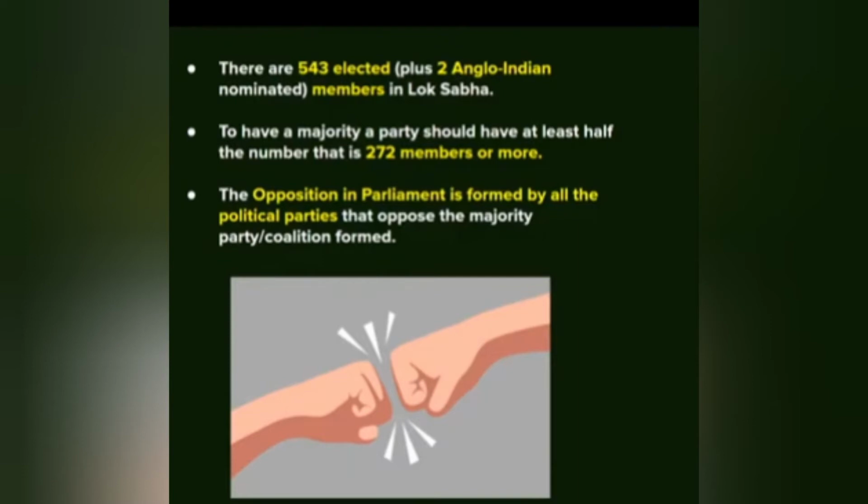The tenure of the members of the Lok Sabha is fixed for a term of 5 years. It cannot be dissolved as long as the ruling party enjoys the majority in the parliament. However, it can be dissolved after the completion of the term by the president.